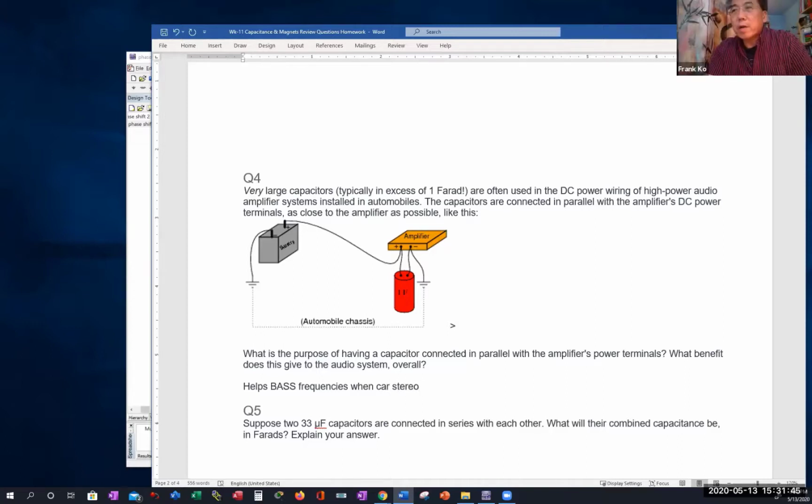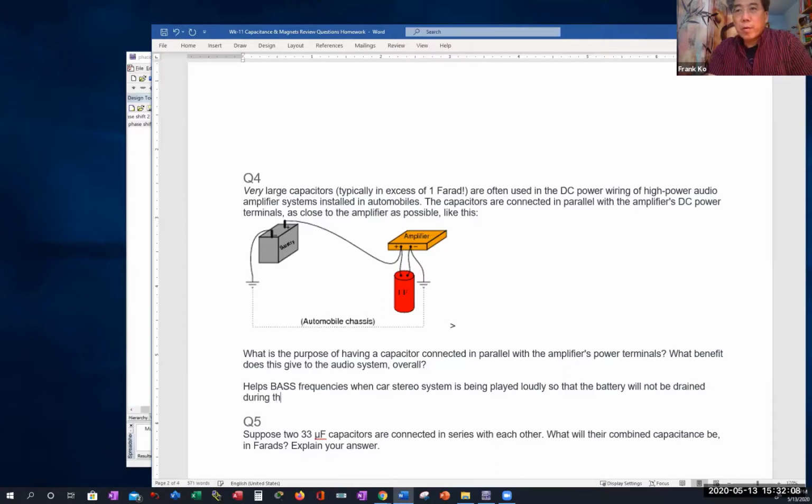Right on the money. You hit it right on the money. So it helps base frequencies when the car stereo system is being played loudly, so that the battery will not be drained when those high amplitude volumes are being played. Anybody else?